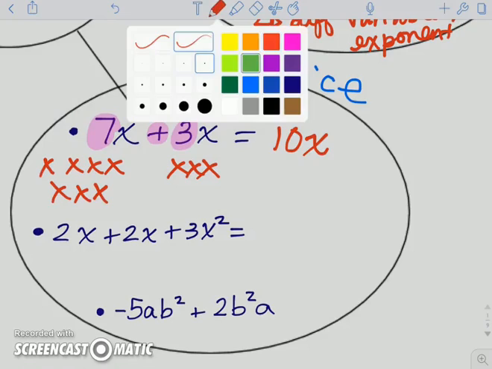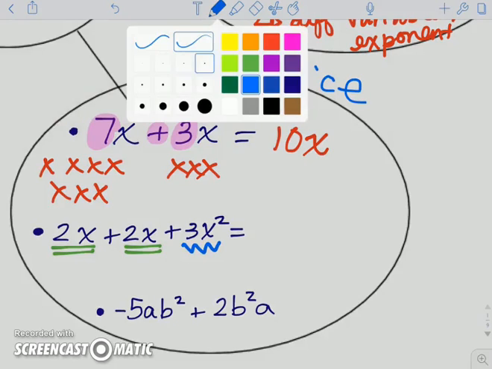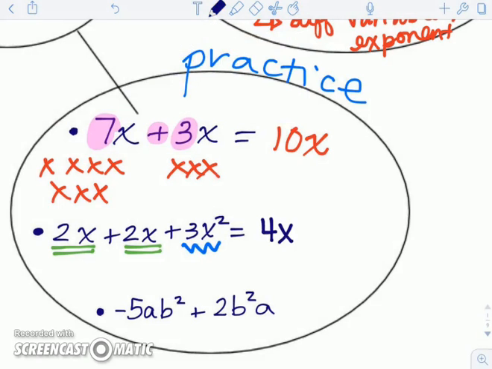If you're doing this on Notability, a great way is to change colors and underline. Notice that these both have x's to the first power, so those are like terms. This one over here, 3x squared, has an x, but the exponent is different on that variable, so that is not a like term with the 2 x's. So I have 2x plus 2x, which leaves me with 4x. I'm going to put a green under so I know where that came from.